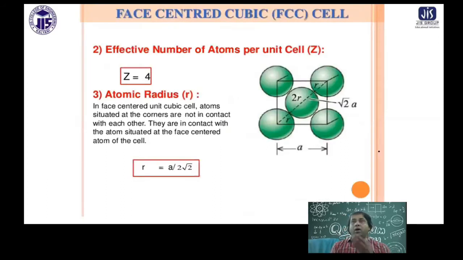FCC structure: the effective number of lattice points will be 4.